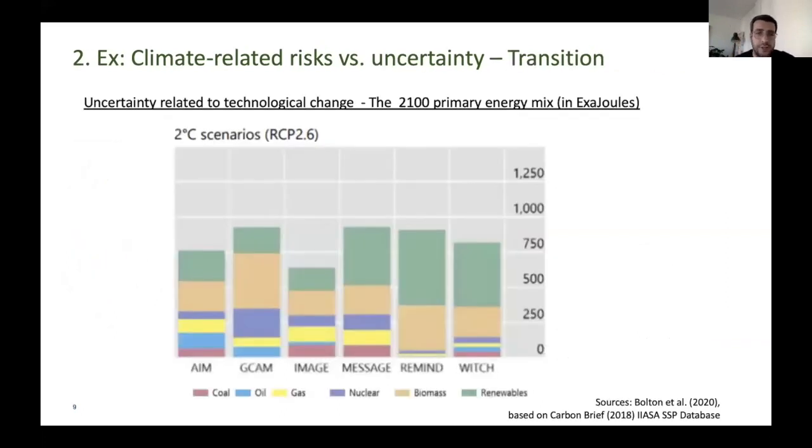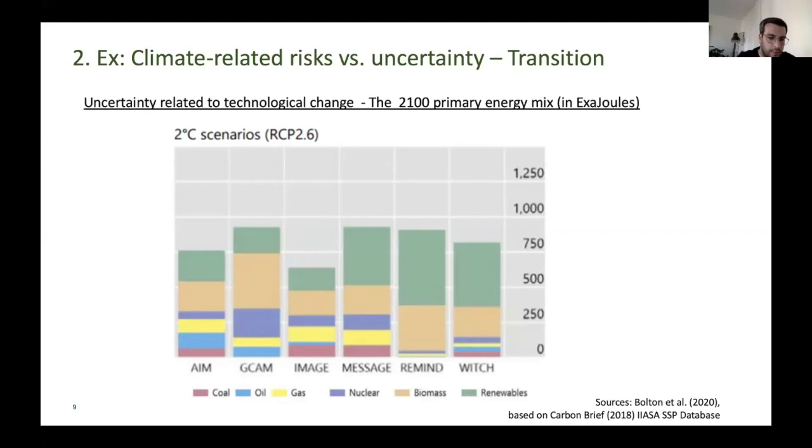When it comes to transition risk, that's also just an example. Many things need to change, but one very important issue is which technologies would prevail in a low carbon economy. If you take the six models that inform the IPCC, the Intergovernmental Panel on Climate Change, you see that even among themselves, they have completely different pictures of what kind of energy mix would prevail in a 2 degrees world by the end of the century.